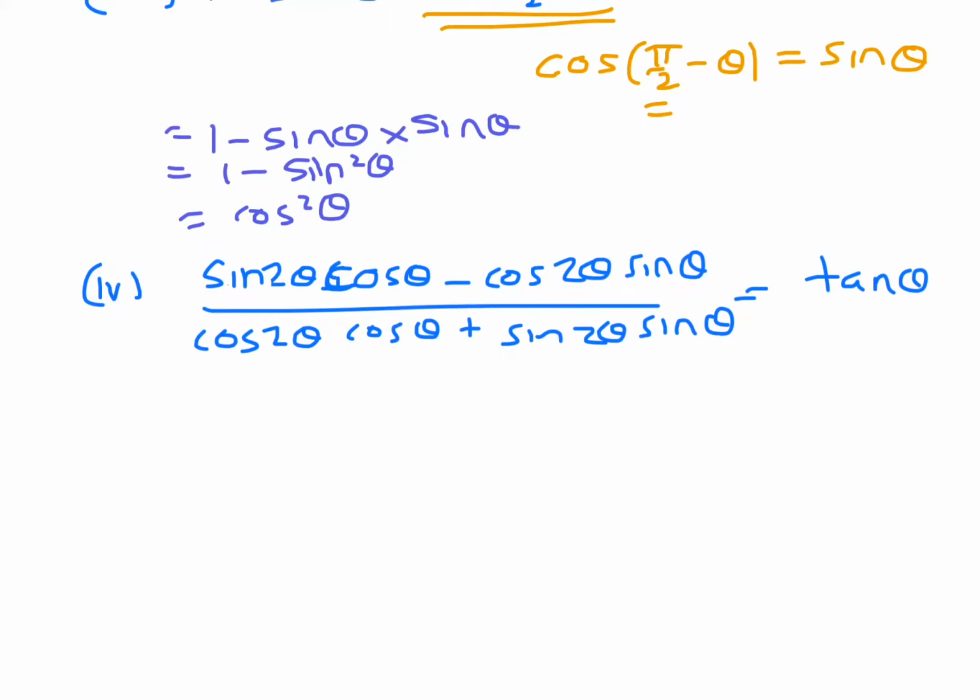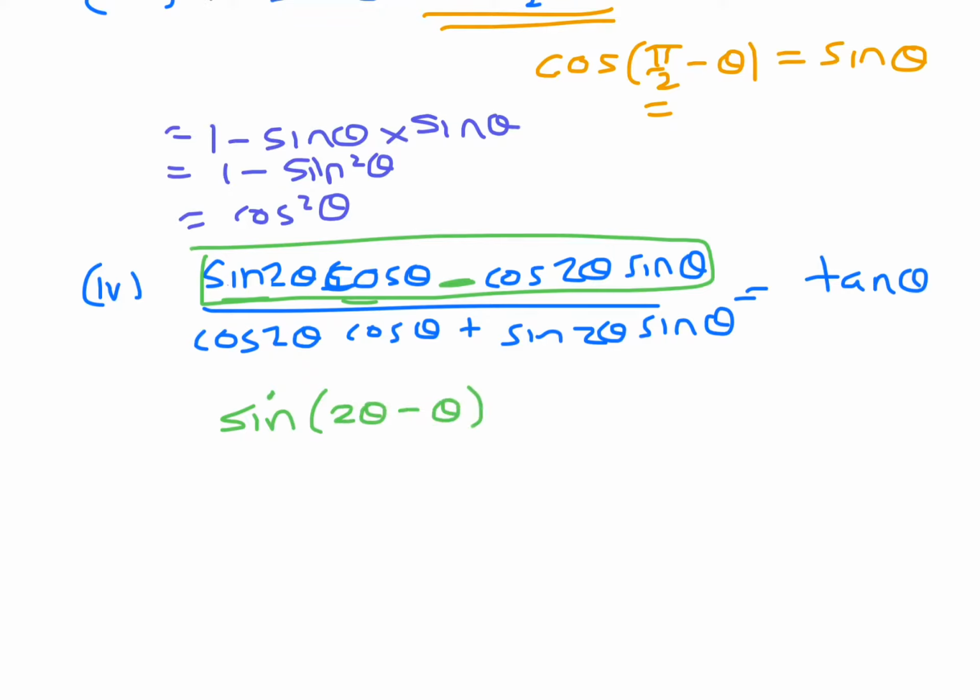Okay. Just looking at this next one here then, so on the top line, you kind of got to look outside the box here. See, instead of expanding the cos 2 theta and the sine 2 theta, you could think, oh, that's sine cos. And that reminds me of the sine one. Sine(A plus B) is sine A cos B plus sine A sine B. This has got a minus here, so it'll be sine(2 theta minus theta).